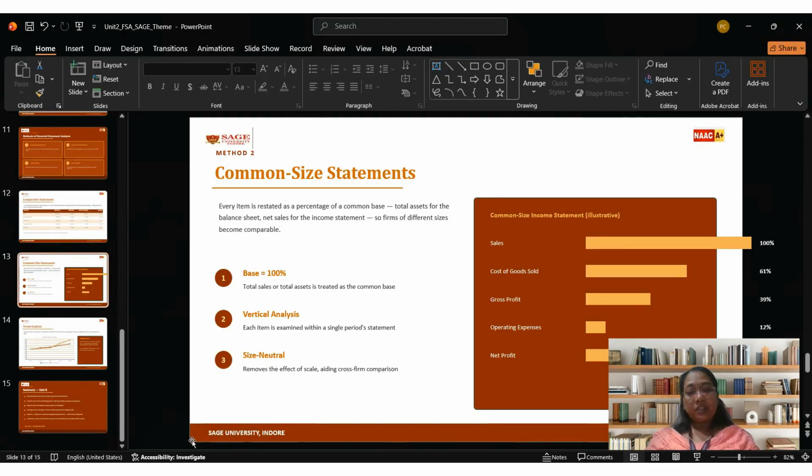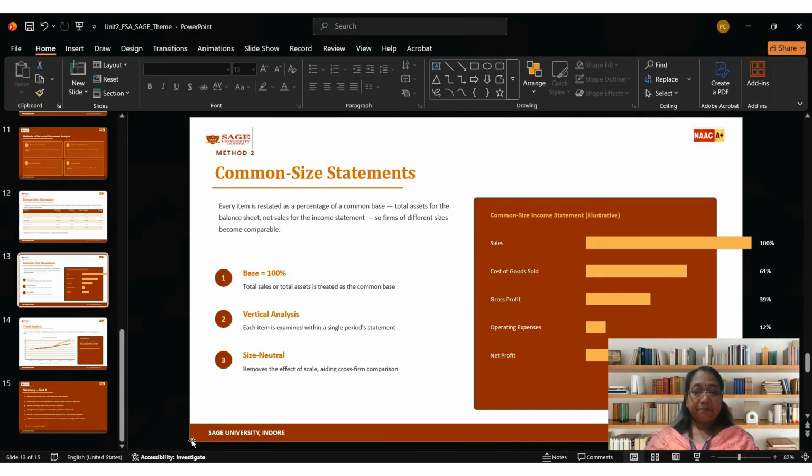Third, it can be affected by window dressing. Figures can sometimes be manipulated to present a more favorable picture than reality. Fourth, it is based on estimates. Items like depreciation and provisions rest on assumptions, not certainties. Fifth, it ignores quality factors. Things like management quality, brand value, and employee morale simply don't show up in the numbers.